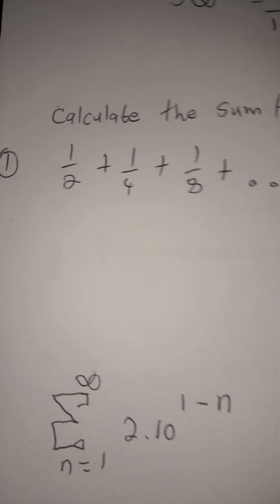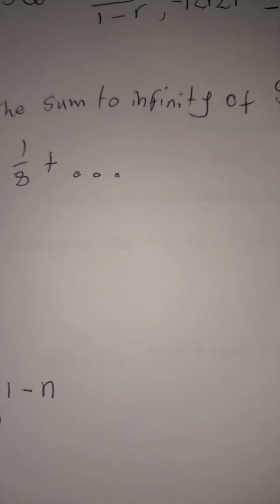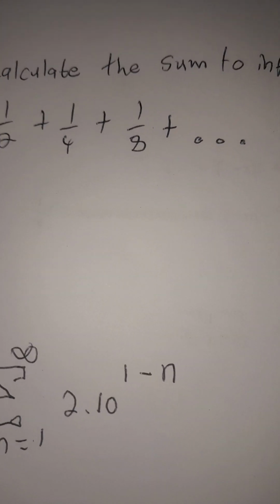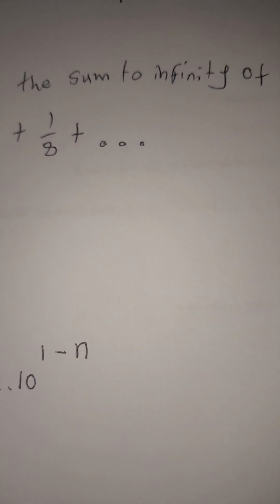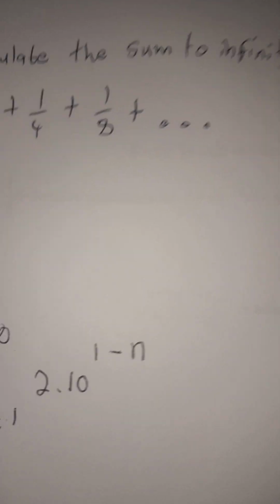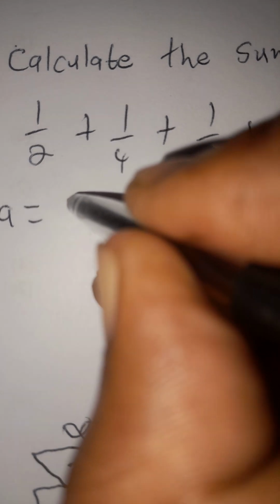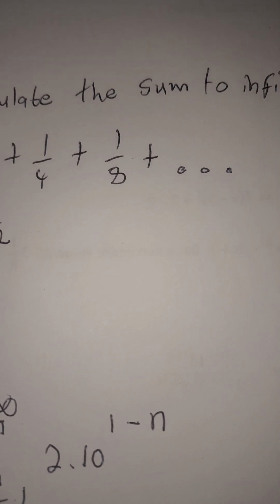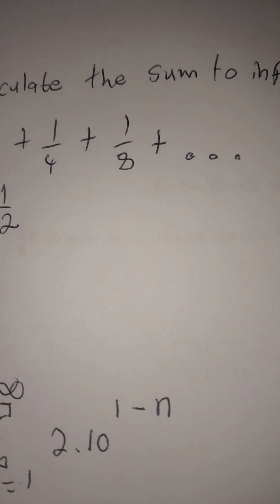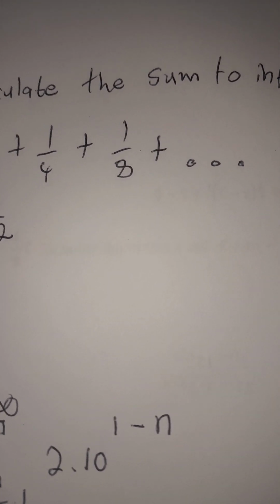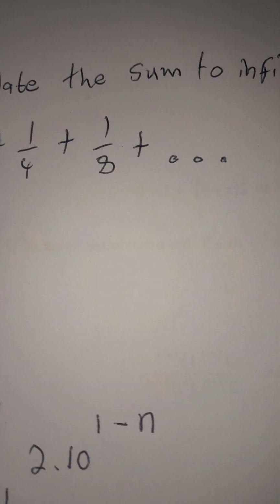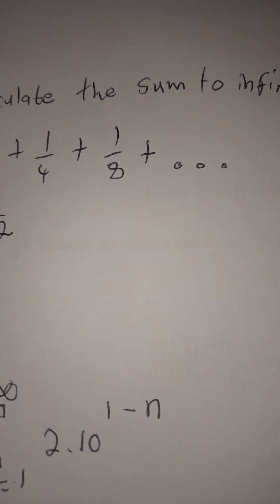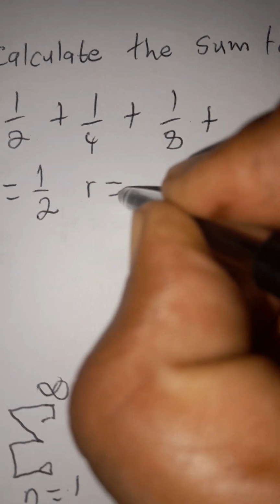The first question says: calculate the sum to infinity of a geometric series. The pattern will go on and on till infinity. First thing first, we have to collect the data. Our first term, we can see, is a half. So how do we get r? Remember, we're working with a geometric series, so we say T2 divided by T1, which is 1 over 4 divided by 1 over 2. That's half. Definitely r is half.